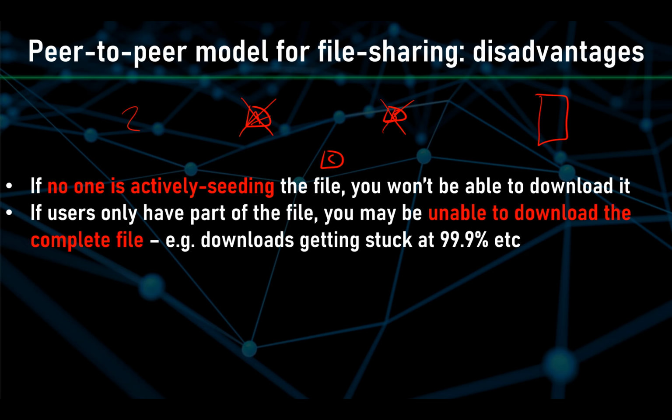There's another problem: if a user only has part of the file, then you might get a situation where you're unable to download the complete file. This can actually happen where downloads get stuck at 99 or even 99.9%. Let's say this person has 50% of the file, and maybe this person has another 49% of the file. Of course, you're not going to be able to get the whole file.